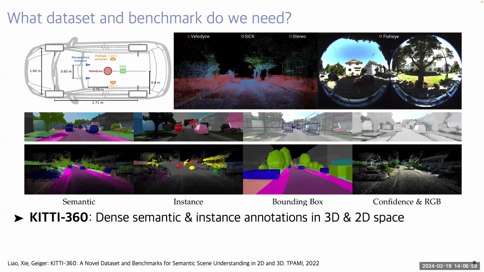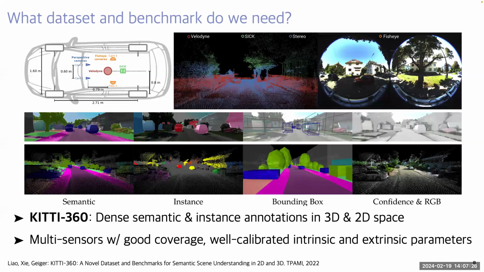So KITTI-360 is the dataset that I built since my PhD. I actually spent 5 years to finish the full project. We have densely annotated bounding boxes for the entire city, and then we transfer those 3D bounding primitives to 2D space to obtain semantic and instance labels for every 3D point and every 2D pixel. Furthermore, we have multiple sensors with good coverage, such as fisheye images to cover a 360 field of view, and we also have well-calibrated intrinsic and extrinsic parameters.